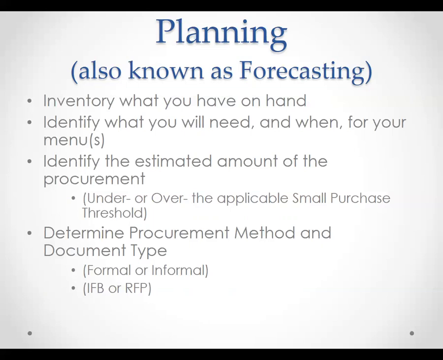Do they have that skill set? Will the purchase be made using the micro purchase opportunity, under $10,000, informally, between $10,000 but under your small purchase threshold, or formally, over your small purchase threshold? No matter the amount of the purchase, if you decide to purchase using the formal method, will you be using an invitation for bid or a request for proposal?